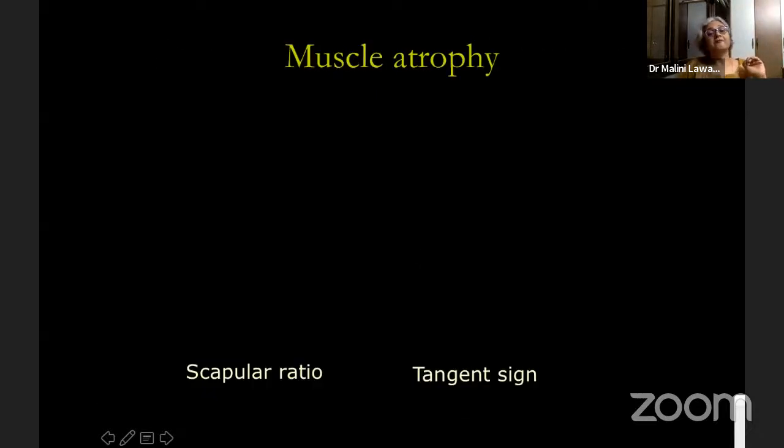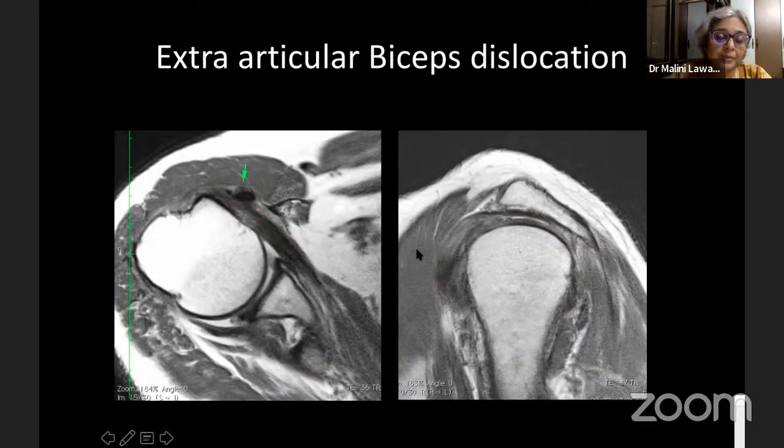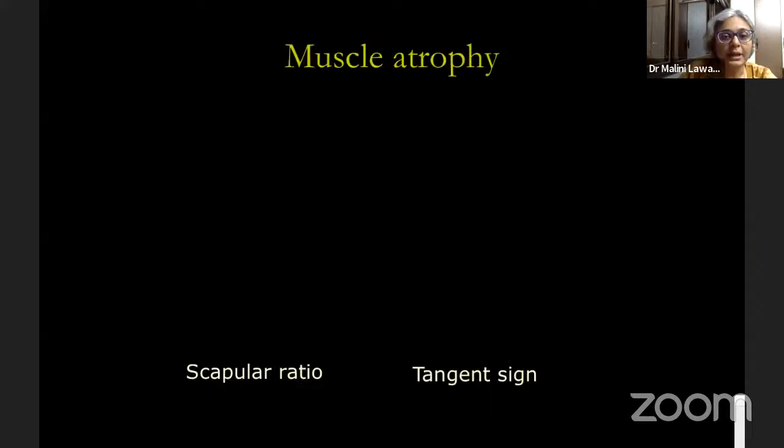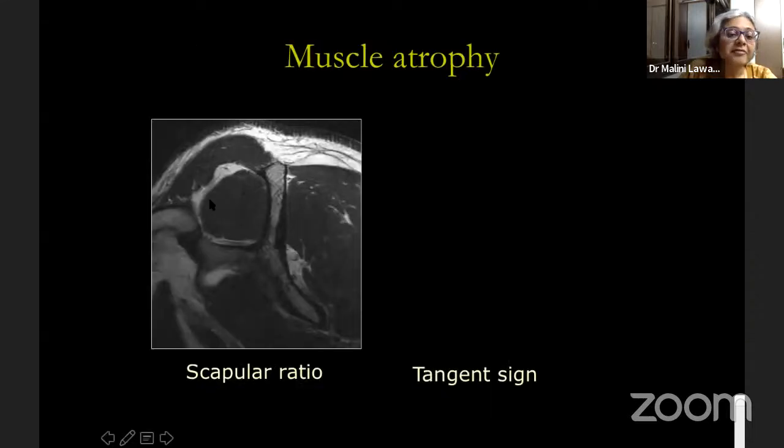Now, when we see a rotator cuff tendon tear, we need to look at the biceps tendon and we also need to look at the muscles. So the muscle, is it atrophic or not? Or is there volume loss? We need to look at that. How do we do that? If I look at the sagittal images where I can see the coracoid process, as I can see here, this is the coracoid process and this is the spine of scapula. So if I draw a line, if this is the supraspinatus fossa.